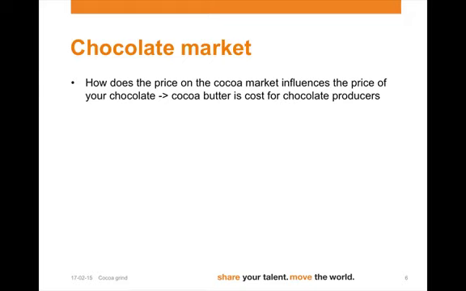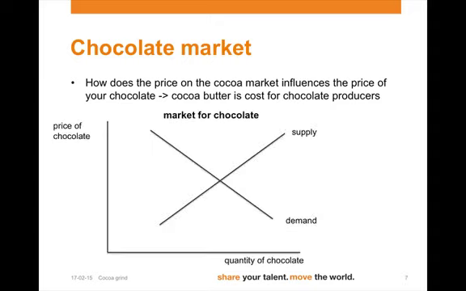Cocoa butter is a cost for chocolate producers. So if we now look at the diagram for the market for chocolate, and in particular at the supply curve, we'll see a shift of the supply curve to the left. An increase in the cost of production leads to a shift of the supply curve to the left. Again, we will see an increase from PE to P1, so we expect the price of chocolate to increase.